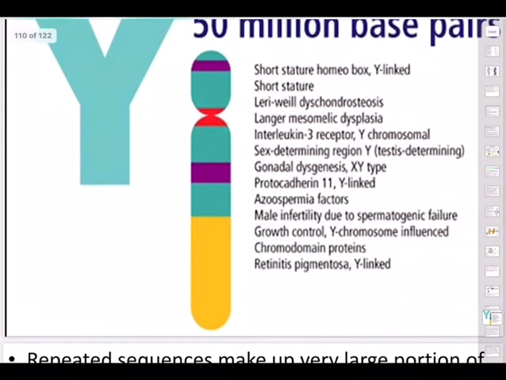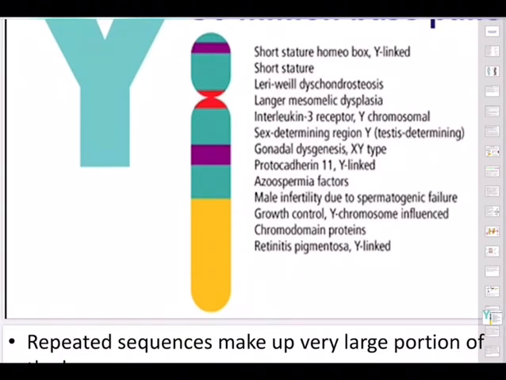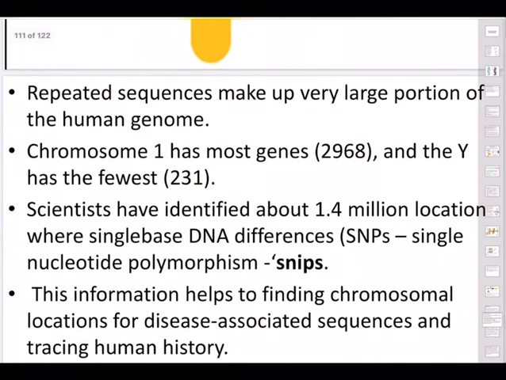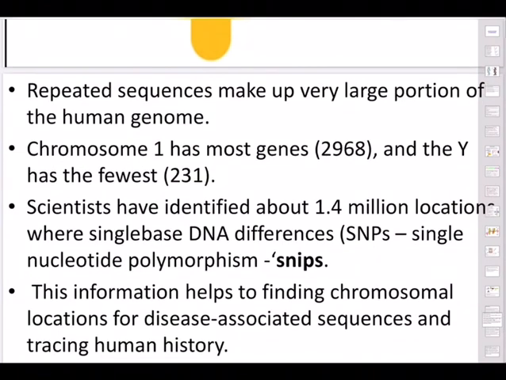And 50 million base pairs. Short stature, homeobox, Y-linked. Short stature, Langer mesomelic dysplasia. Interleukin 3 receptor, Y chromosome. Sex determining region in Y chromosome. Gonadal dysgenesis, XY type. See, so many. Male infertility due to spermatogenic failure. Everything is identified even in the Y chromosome.